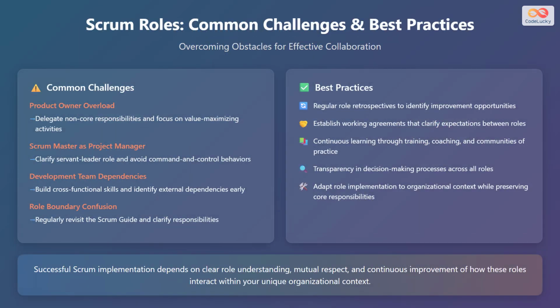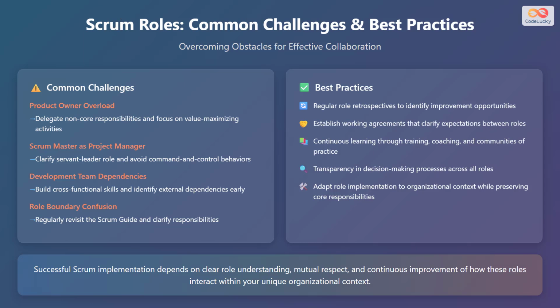Scrum roles can face common challenges, and there are ways of overcoming them by applying best practices. Common challenges such as product owner overload can be mitigated by delegating non-core responsibilities and focusing on value-maximizing activities. If the Scrum Master is acting as a project manager, clarify the servant leader role and avoid command and control behaviors. If the development team is facing dependencies, build cross-functional skills and identify external dependencies early. If there is role boundary confusion, regularly revisit the Scrum Guide and clarify responsibilities.